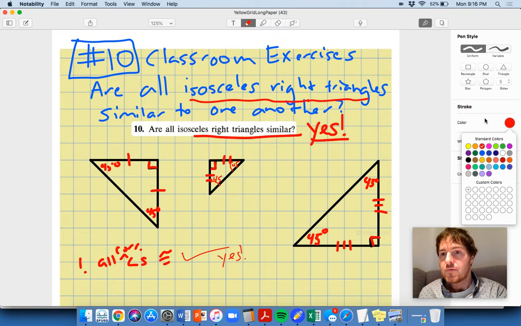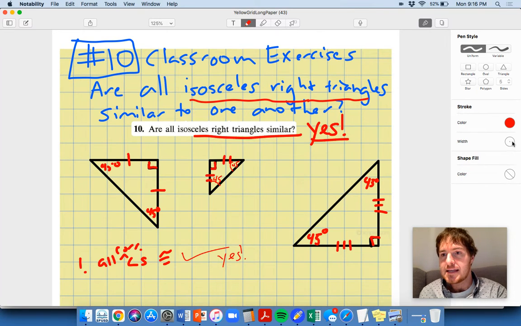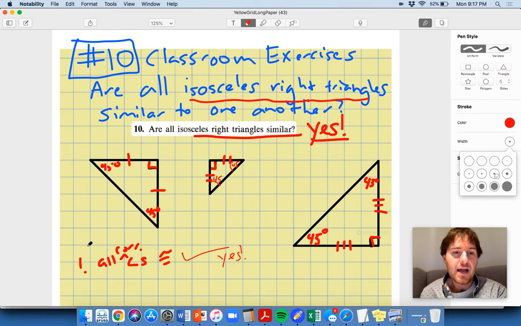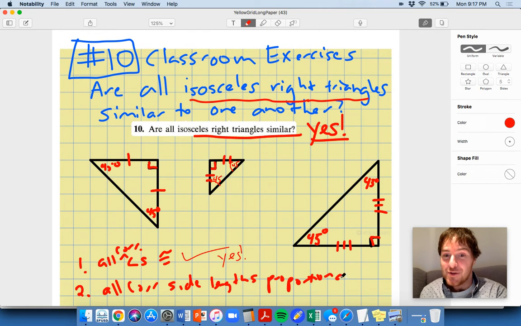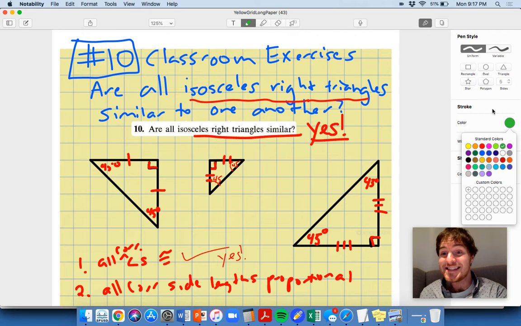So then the second thing, this is really the thing that I had to question and that threw me off in the particular lesson: are all corresponding side lengths proportional? As we go from one triangle to the next triangle, the corresponding sides, are they in the same ratio as one another? Are they proportional? Okay, and so we'll prove that for these three here. What's easy about this is the legs, right?